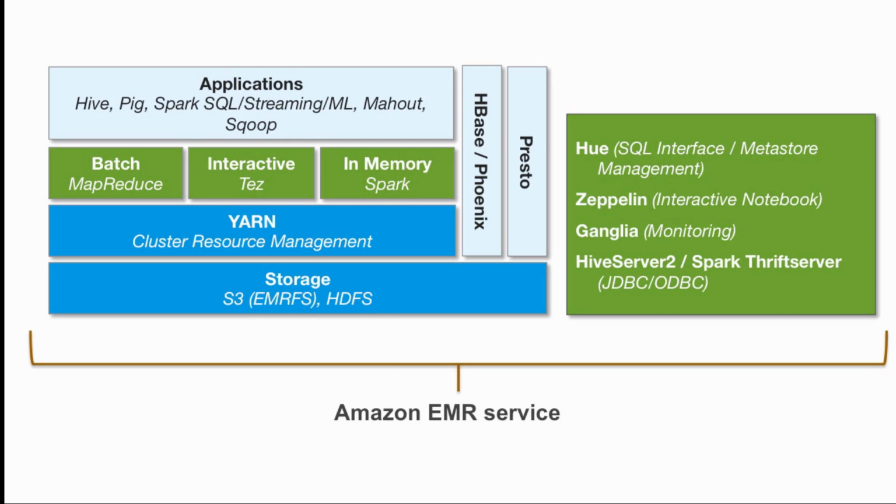It includes Hue, which is a web UI that allows you to enter SQL queries and to manage the metastore. Zeppelin is an interactive web notebook that allows you also to submit SQL, but also programming code and execute that on the cluster and see the results, but also see charts and graphs. We'll actually see Zeppelin in action in our demo. Ganglia is a monitoring application. It's used to help you understand the health and the performance of your cluster. And then Hive Server 2 and Spark with its Thrift server, they expose JDBC and ODBC connections for client applications to interface.